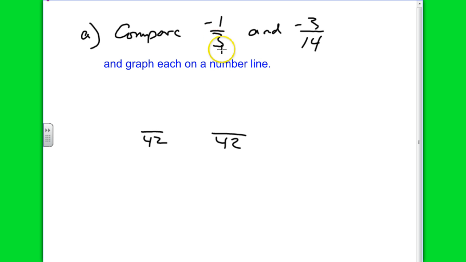So what did you multiply 3 by to get to the 42? 14. So negative 1 times 14 is? Good. And then what did you multiply the 14 by to get to 42? 3. So negative 3 times 3 is? Negative 9. So there we have the 2 blown up fractions.